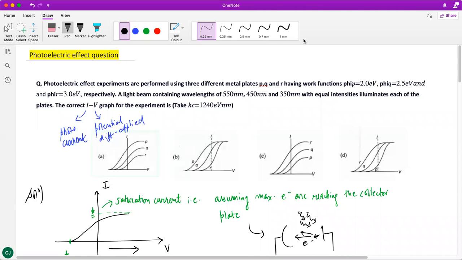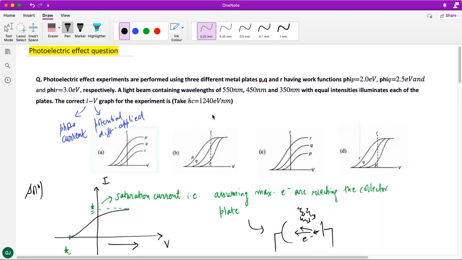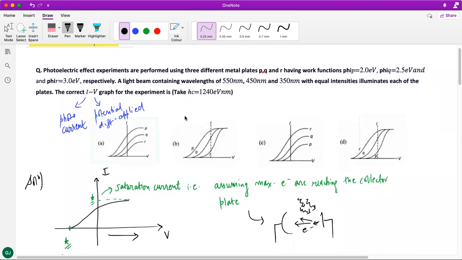All right, hi everyone. So this is a quick video explanation of the photoelectric effect question that I gave to you guys in the class. Now, I hope you guys remember the question and the options which were there. So let's start the solution by first understanding what this I versus V graph is.